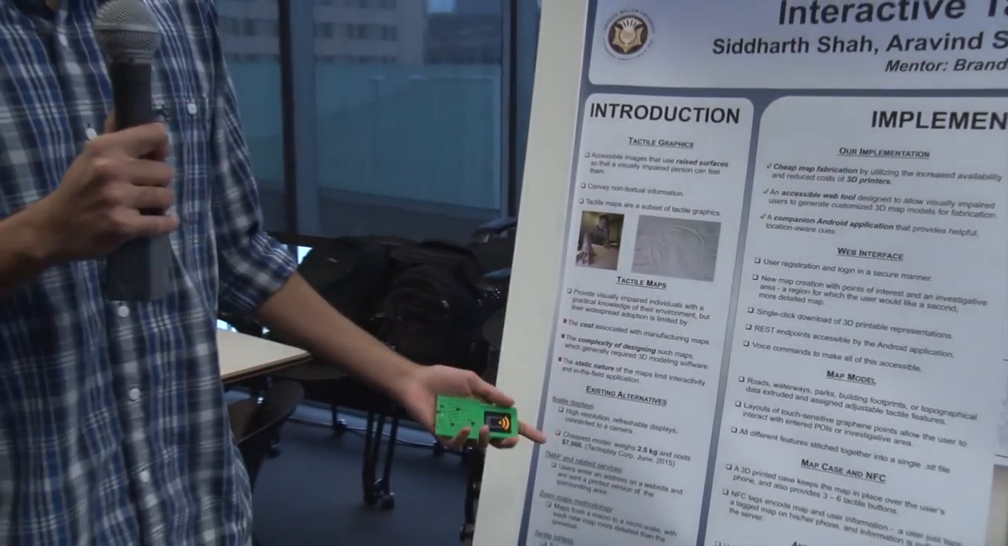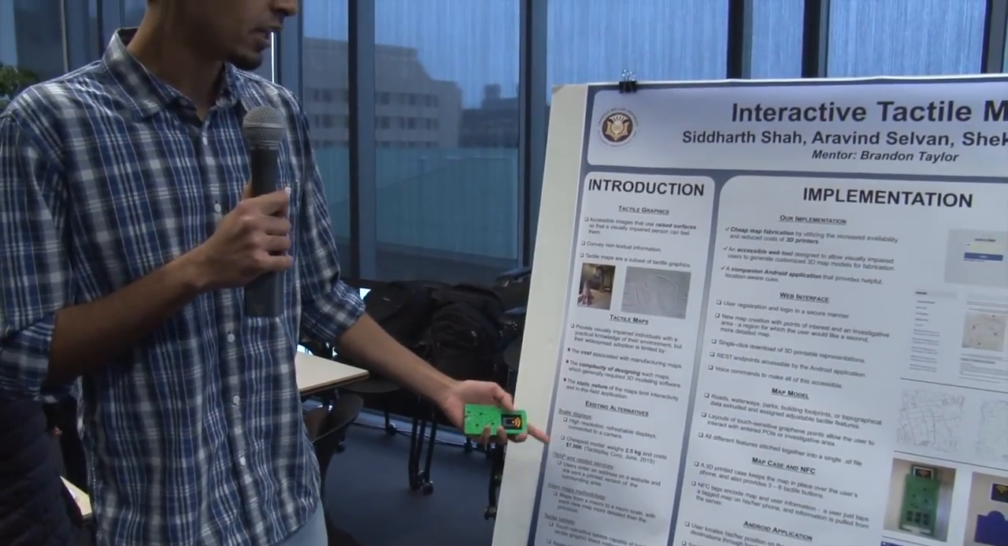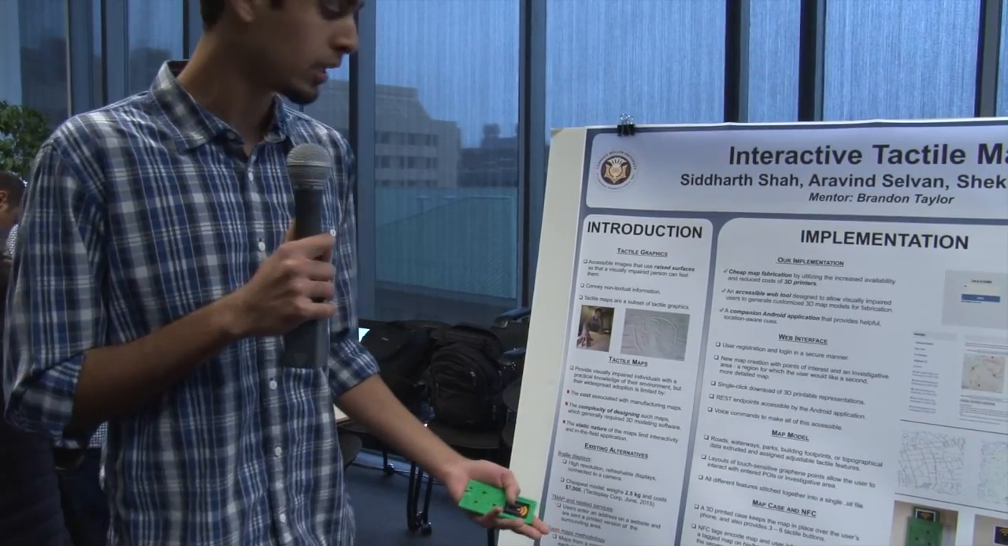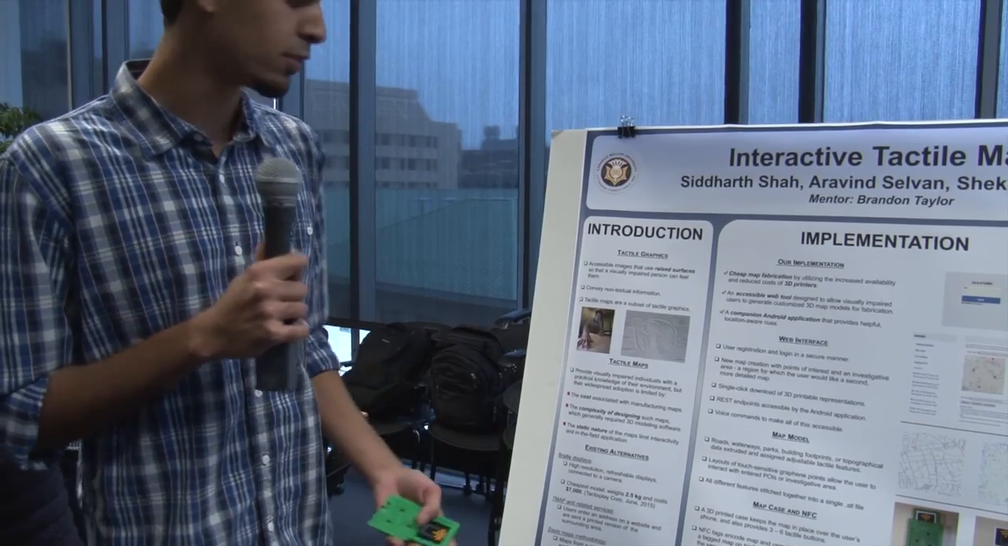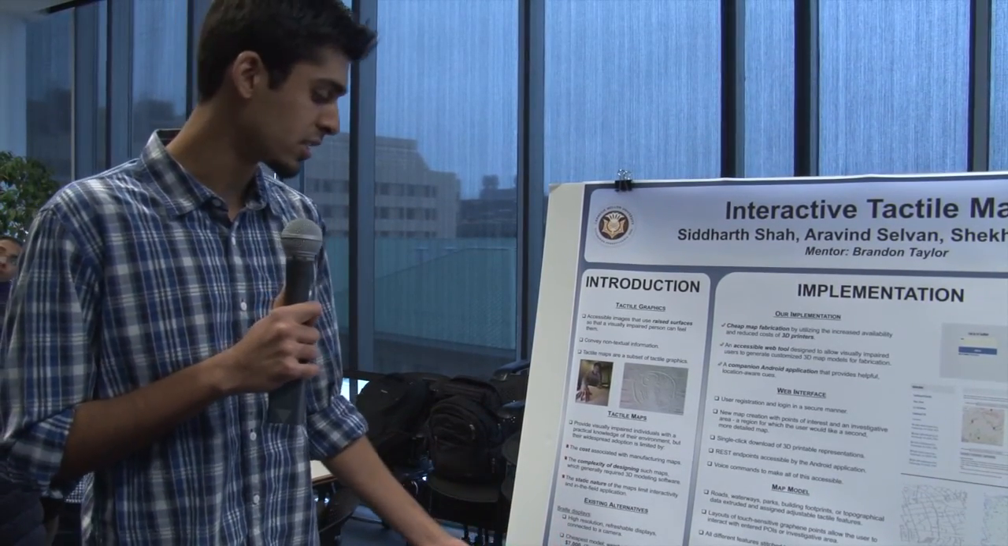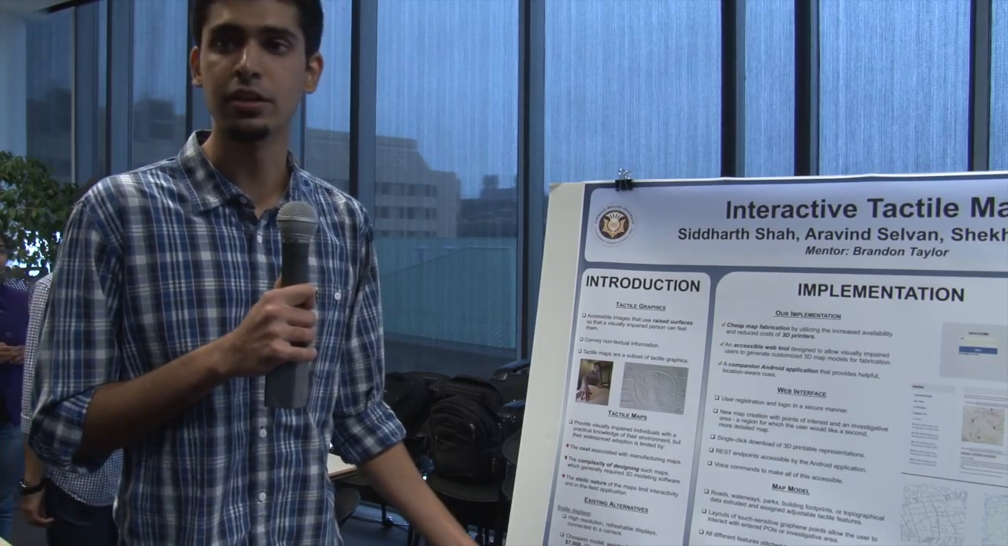So just a quick overview of some existing alternatives. Braille displays and tactile tablets exist in the market, but as of today, they are very expensive. For example, the cheapest braille display you can get out there is $7,000. The cheapest tactile tablet is $800.